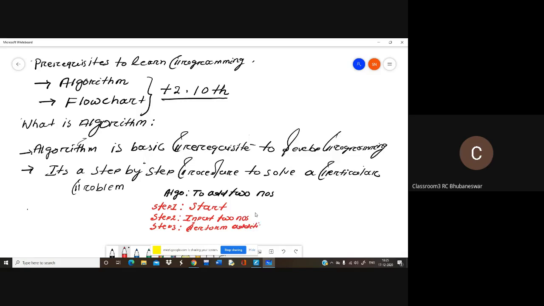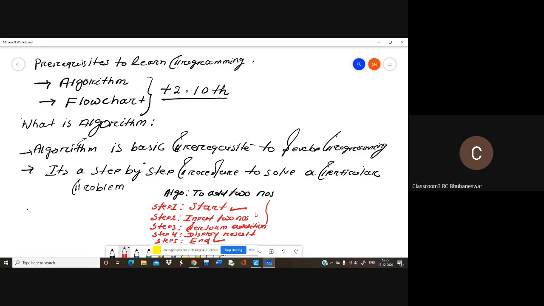Then step four is display result. The result of the addition. Step 5: end of the program. As we are mentioning the start, it is better to mention the end. Is that clear, everyone?